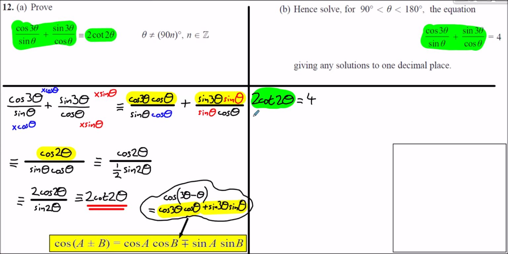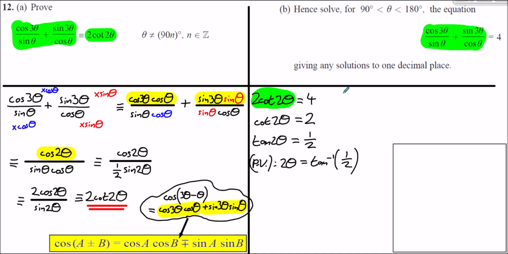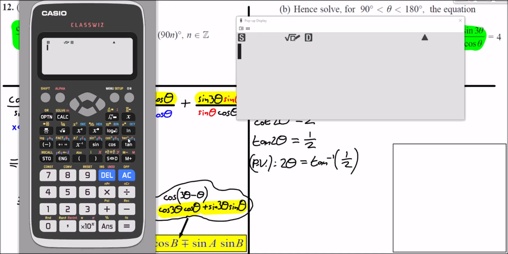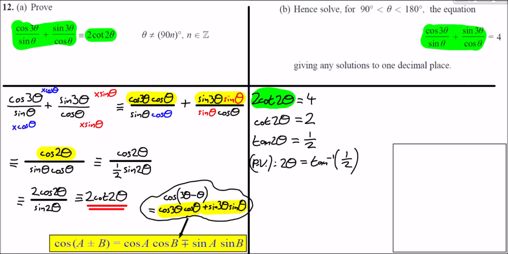I'd now suggest just divide by 2. So we get cot of 2 theta equals 2. Cot is 1 over tan, so therefore tan of 2 theta equals a half. We can now work out the principal value. So 2 theta, not theta but 2 theta, is going to be tan to the minus 1 of 1/2, and let's see what that gives us. So calculator to hand, tan minus 1 of a half, so shift tan, put a half in, close brackets, we get 26.565.